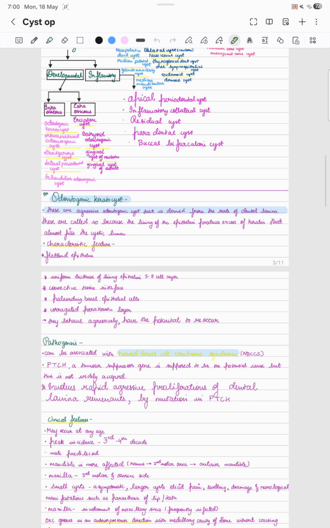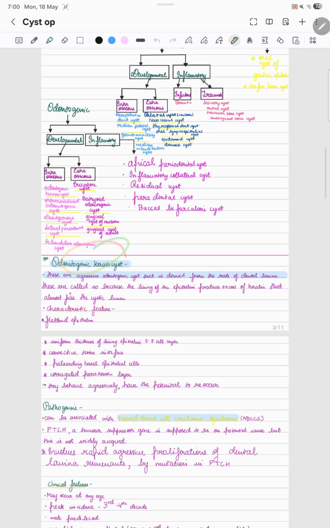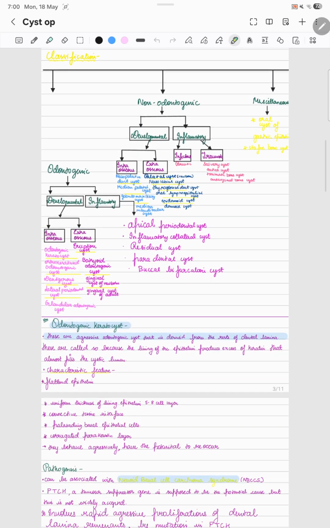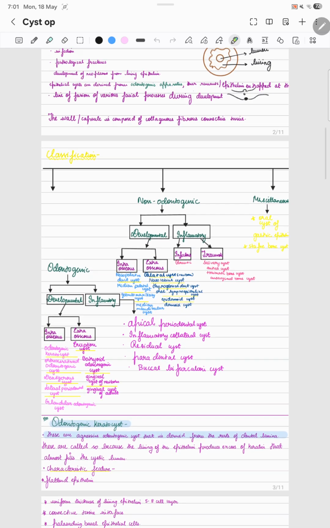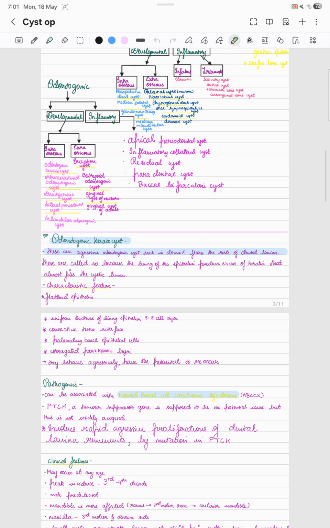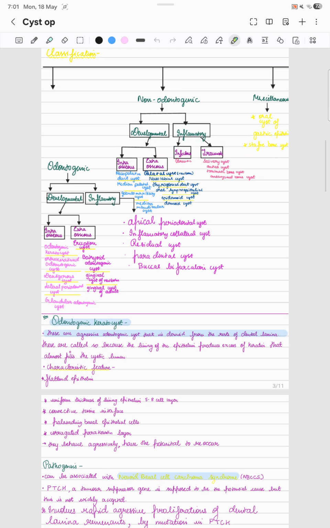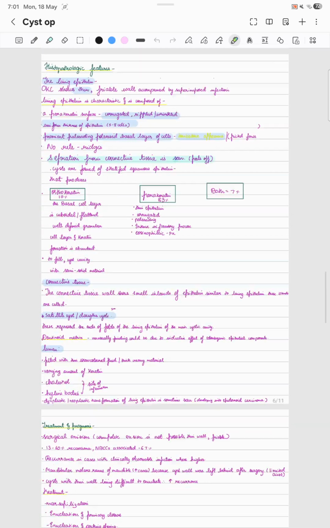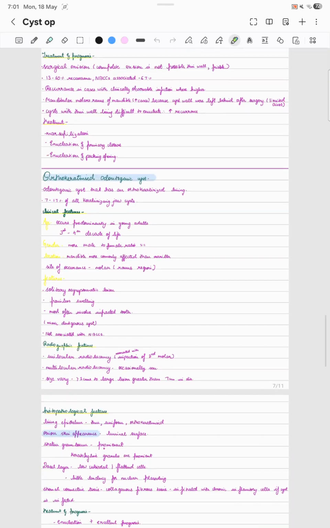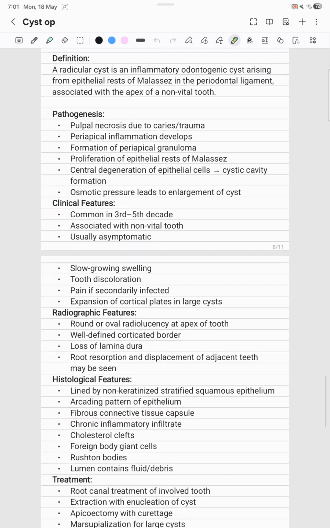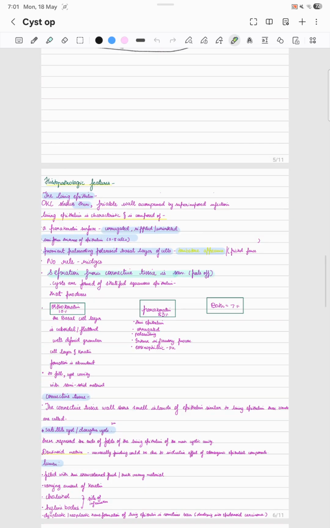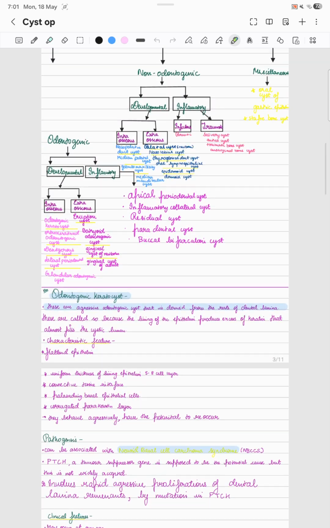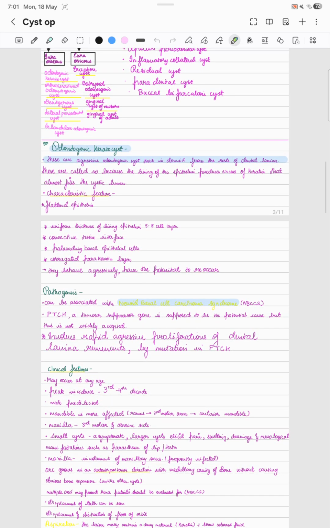Now coming to the odontogenic keratocyst. Either the classification and the odontogenic keratocyst is asked, or the classification and dentigerous cyst is asked. So in this video I will do odontogenic keratocyst, and in the next video we will be doing dentigerous and other cysts. Okay, now coming to the odontogenic keratocyst.